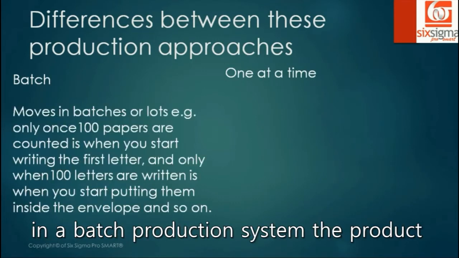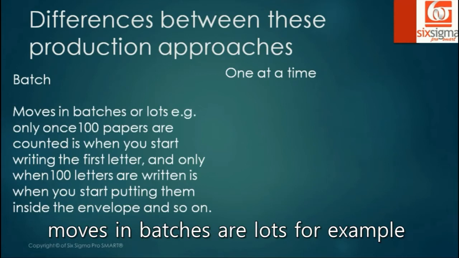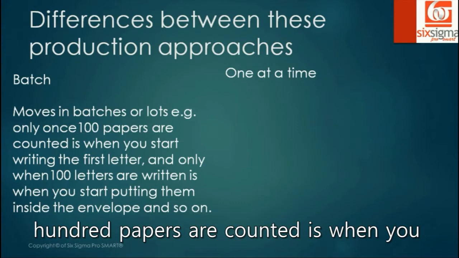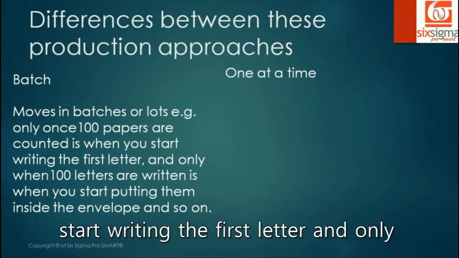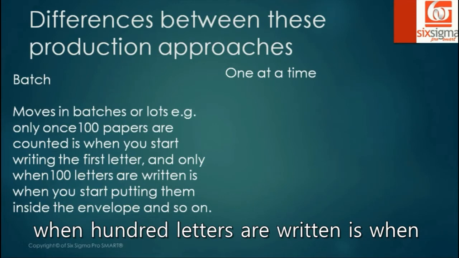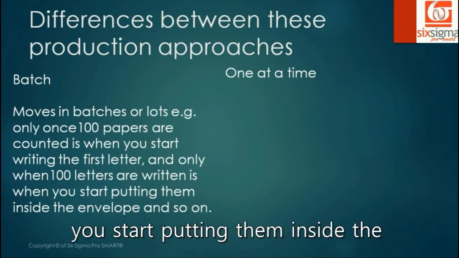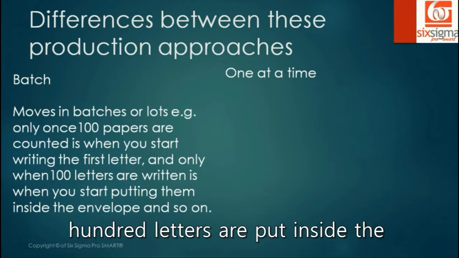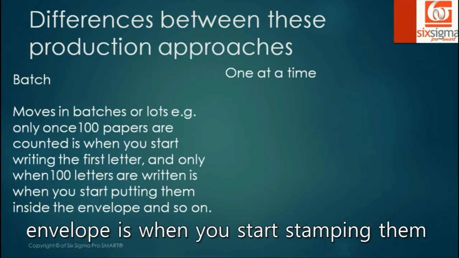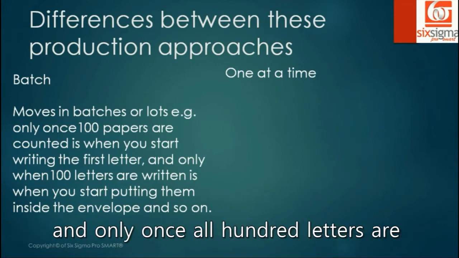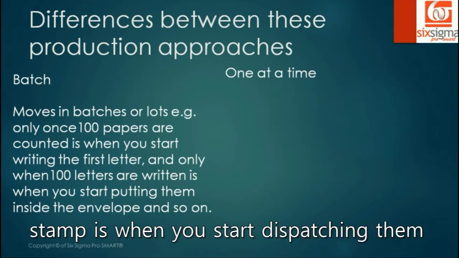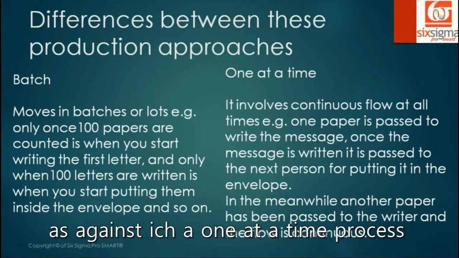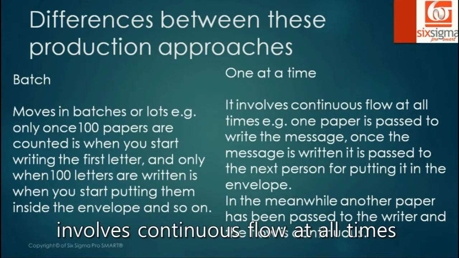So in a batch production system, the product moves in batches or lots. For example, only once 100 papers are counted is when you start writing the first letter. And only when 100 letters are written is when you start putting them inside the envelope. And so on. Which means only once 100 letters are put inside the envelope is when you start stamping them. And only once all 100 letters are stamped is when you start dispatching them. As against this, a one at a time process involves continuous flow at all times.